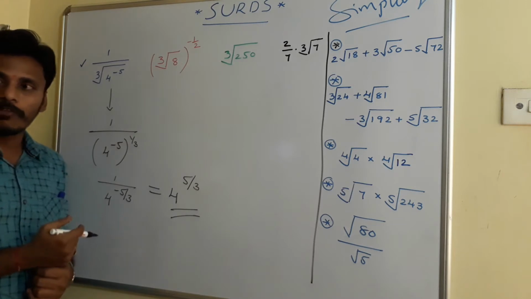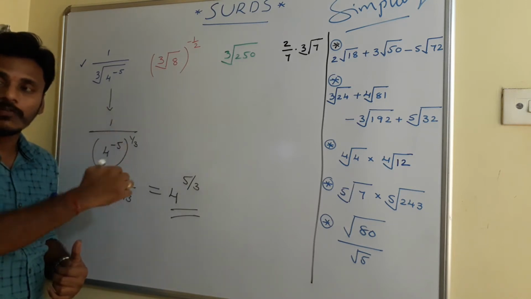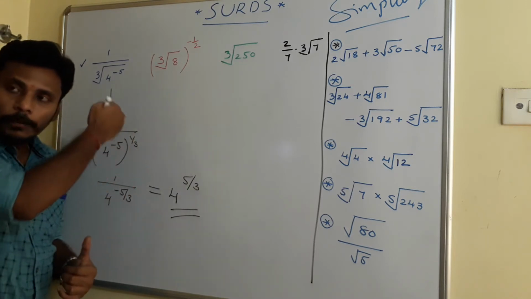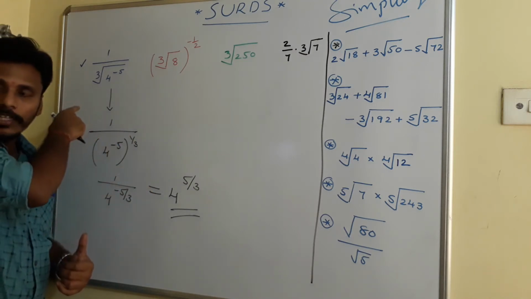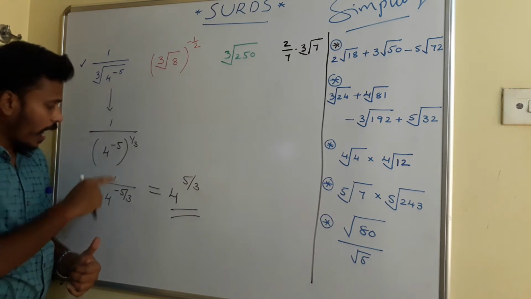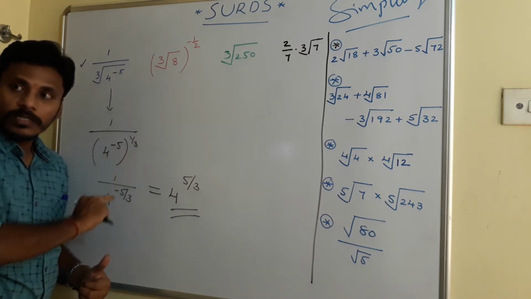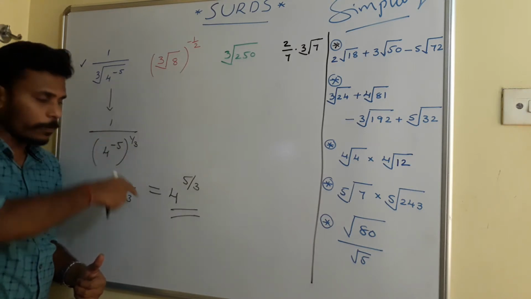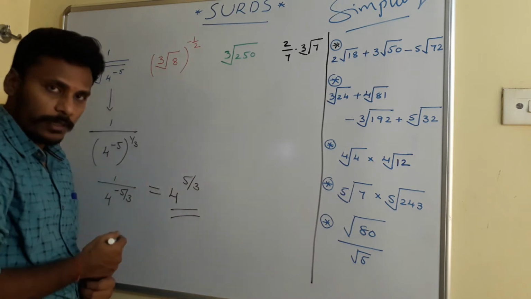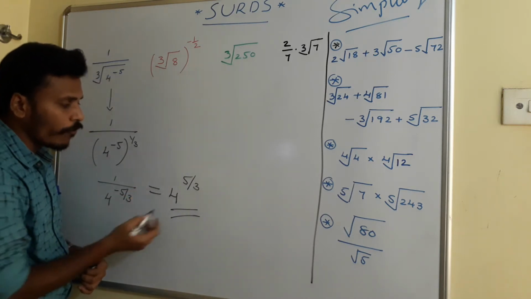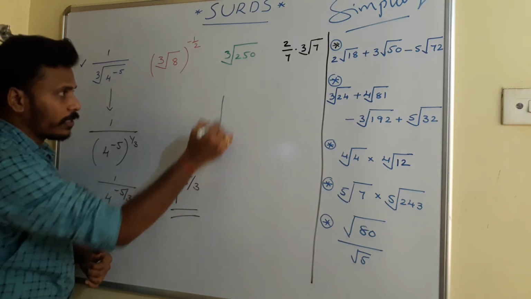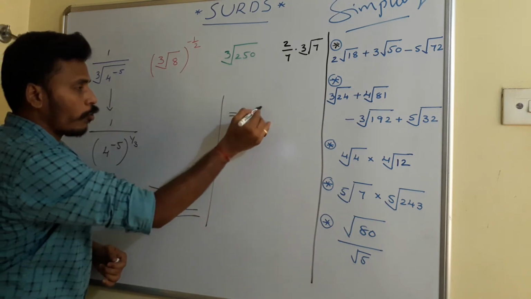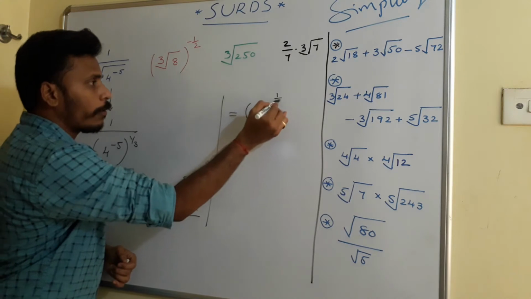1 by cube root of 4 power minus 5 can be written in this way. You need to observe the steps of how we are changing. Cube root, I rewrite the cube root as power 1 by 3, and then I multiply these two. Since it is in the denominator, if you take the reciprocal, it becomes 4 power 5 by 3. And further, if you need to simplify, again this is 4 power 5 by 3. So you may write it like this: 4 power 5 to the power 1 by 3.